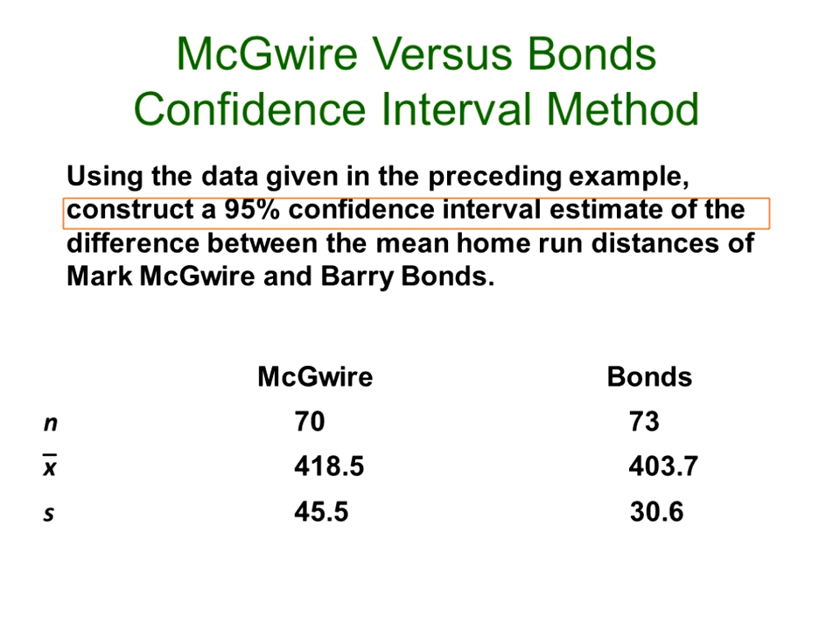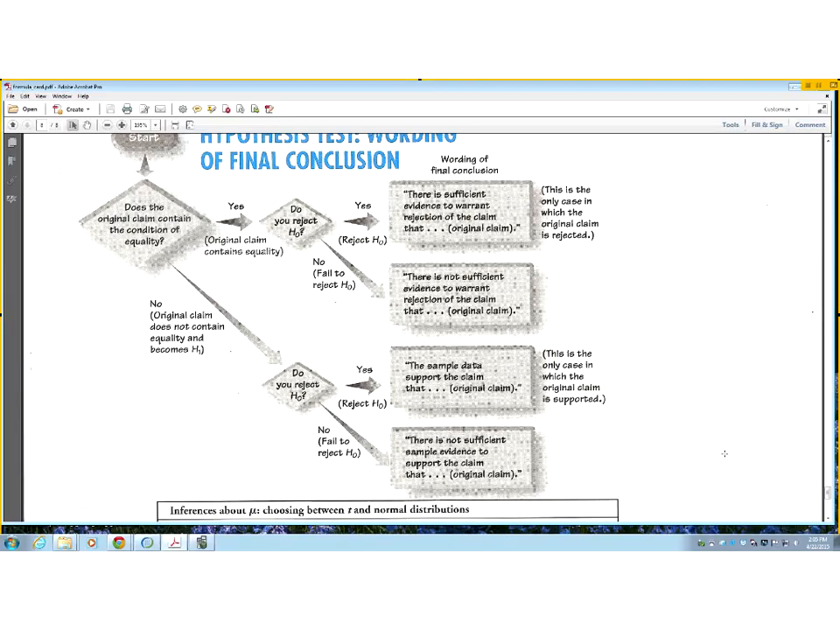Okay, so here we're constructing a 95% confidence interval. Notice the data, it's the same information as before. Just to make things go faster, so we don't have to read a different problem, I'm using the same data from before. But now I'm constructing a 95% confidence interval. So I'm going to go back to the calculator.